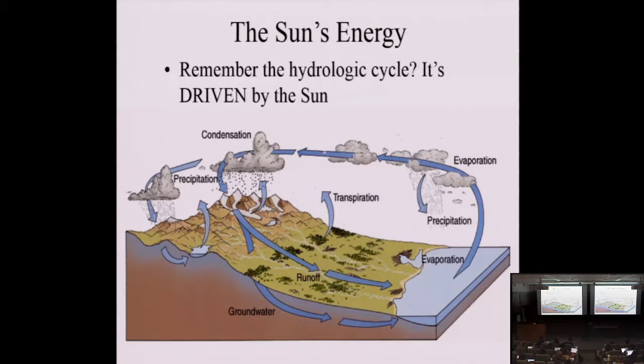So the salient point of this is that heat is what's driving the water around on the surface of Earth. And weather is going on in that atmospheric portion of the hydrologic cycle.